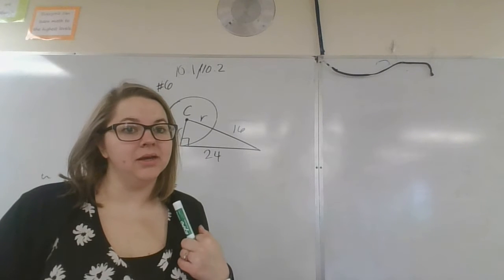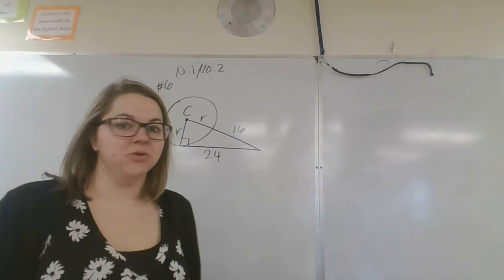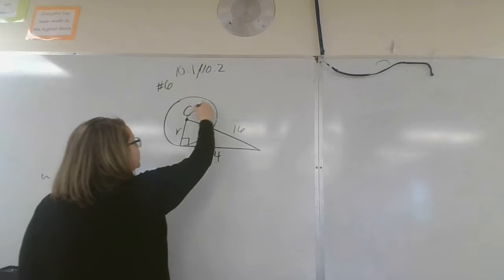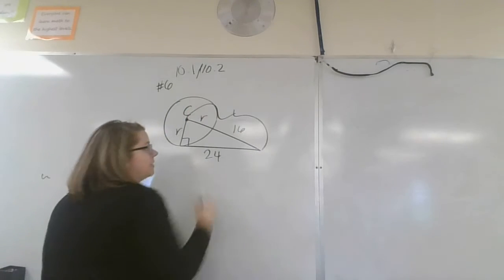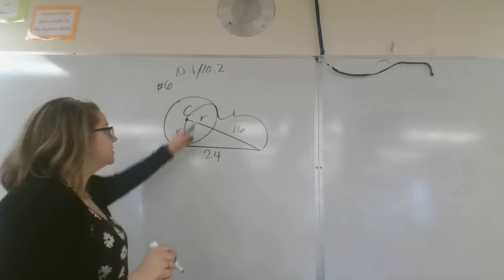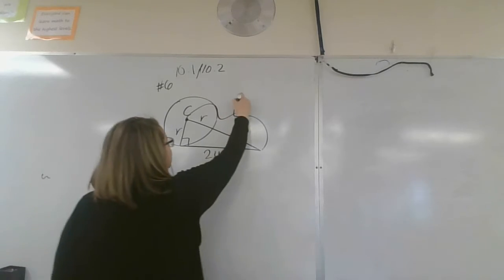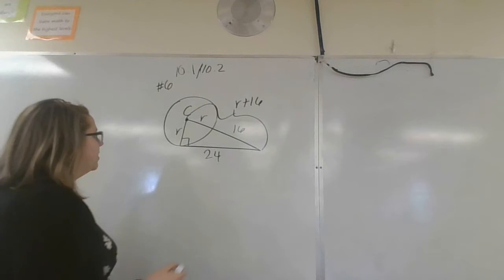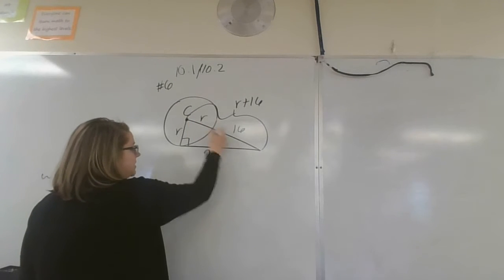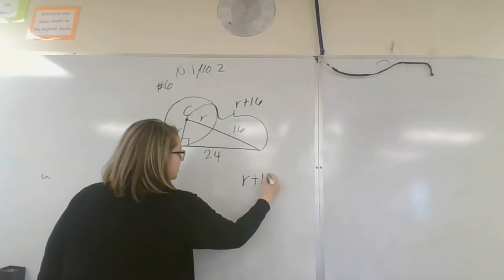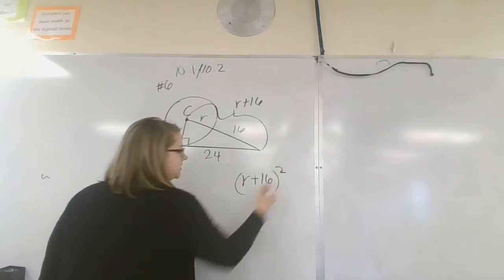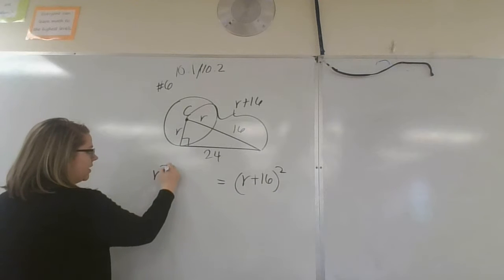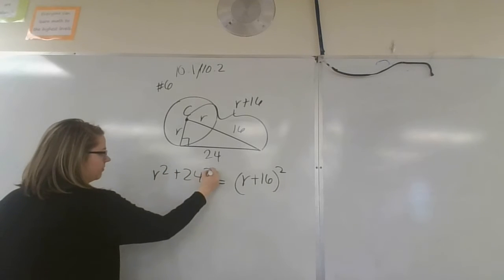So we can do a couple things. We could do Pythagorean theorem to figure out what R is. Now I want this whole side of my triangle. To get that whole side, it's R plus 16. So this is R plus 16. Okay, so now here I have, that's my C, right? R plus 16 squared is my C, equals A squared plus B squared, R squared plus 24 squared.